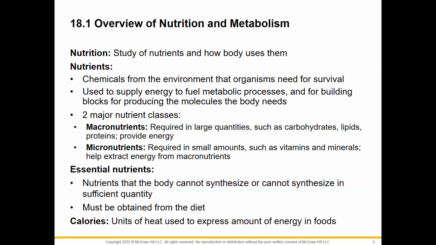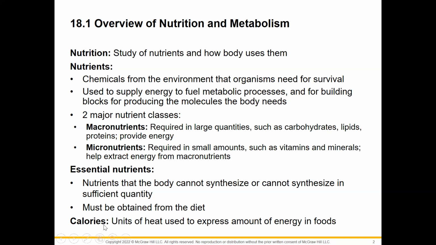An example of an essential nutrient is vitamin C. The reason why we need to eat foods that are high in vitamin C is because our bodies simply do not make it, and it's absolutely essential. It's important that we get it in because it's one of those micronutrients that's needed for many of the processes that our bodies go through.